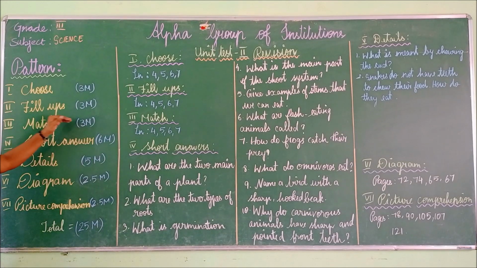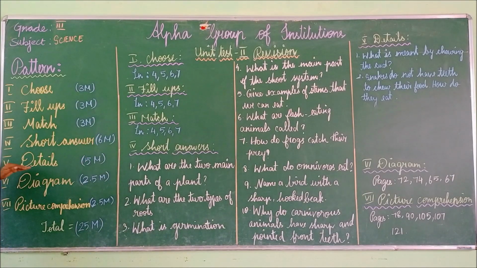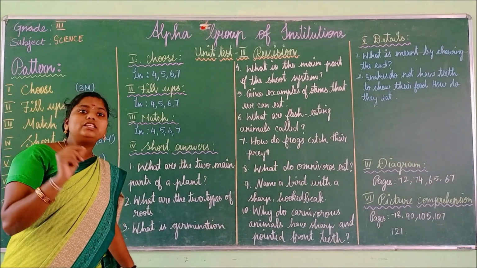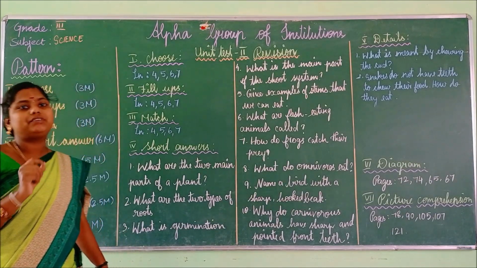Fill-ups same, 6 fill-ups for 3 marks. Match for 3 marks. Short answers, I will be giving you 4, any 3 you have to write, which is 6 marks. Your detailed answers will be for you. There will be 2 detailed answers. Each question will be containing 2.5 marks. So 2 questions is equal to 5 marks.